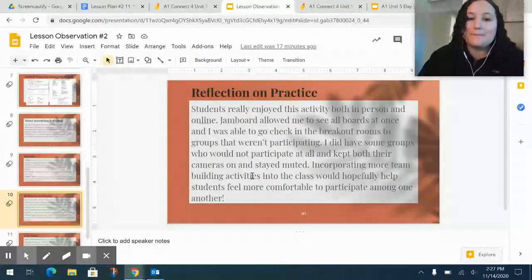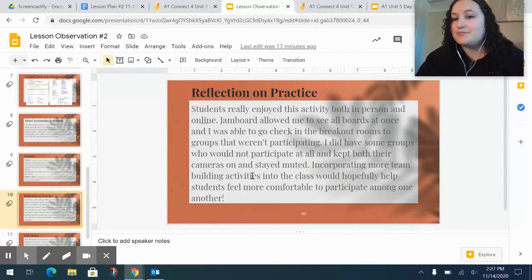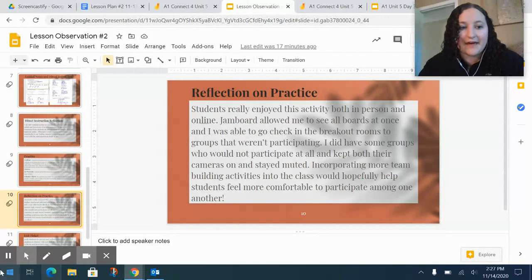As always, I have some students who wouldn't participate online. They didn't like their partner. They weren't comfortable around their partner and kept their cameras off and stayed muted. But I think incorporating more team building activities into the class would hopefully make students more comfortable and participate when they're in random groups like that.